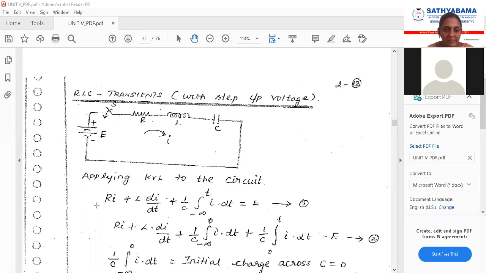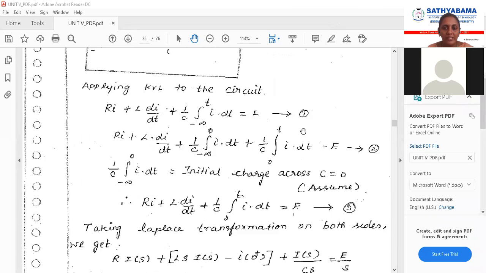Now we are going to apply KVL and write an equation for this circuit. For resistance, I will write Ri. For inductance, L di by dt. For capacitance, the integral 1 by c integral from minus infinity to t of I dt, is equal to E, where E is the voltage source which is going to be connected. Clear? Next, we are going to solve this and find the value.